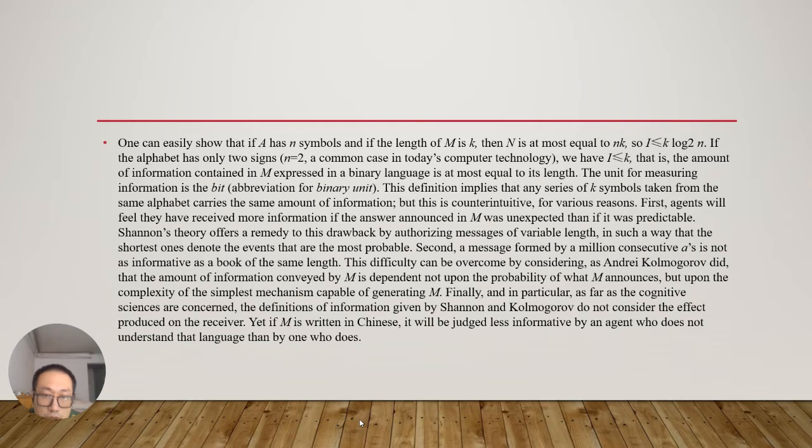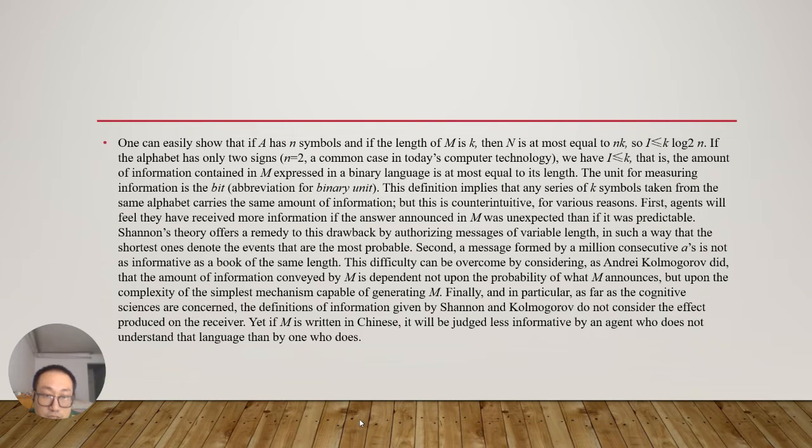Second, a message formed by a million consecutive A's is not as informative as a book of the same length. This difficulty can be overcome by considering, as Kolmogorov did, that the amount of information conveyed by M is dependent not upon the probability of what M announces, but upon the complexity of the simplest mechanism capable of generating M.